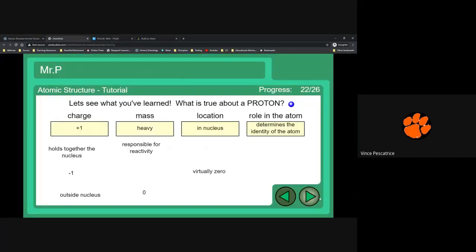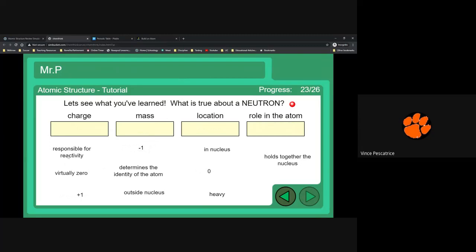When you get them all right, you can go to the next one and try it for the neutron. And remember, whatever you drag and drop, it has to be the right one in the right box. Once you get them all right, put them in the table. Okay, I'll give you guys about 5 more minutes in class to finish this up. If you have any questions, put them in the chat. If you need me to go over any of the boxes or the blanks, let me know.